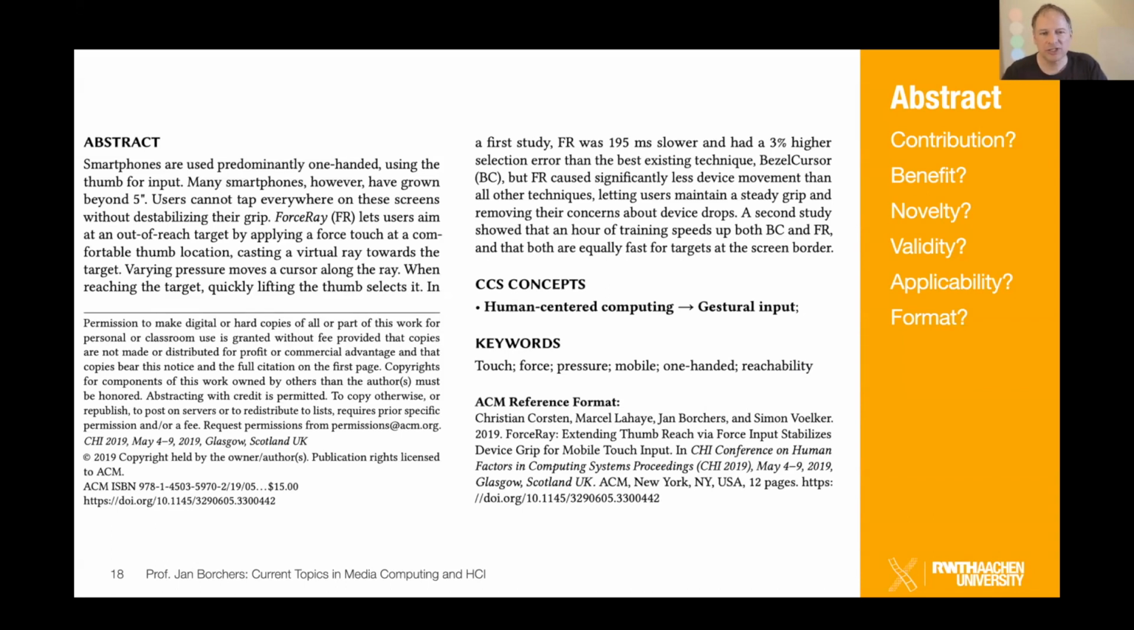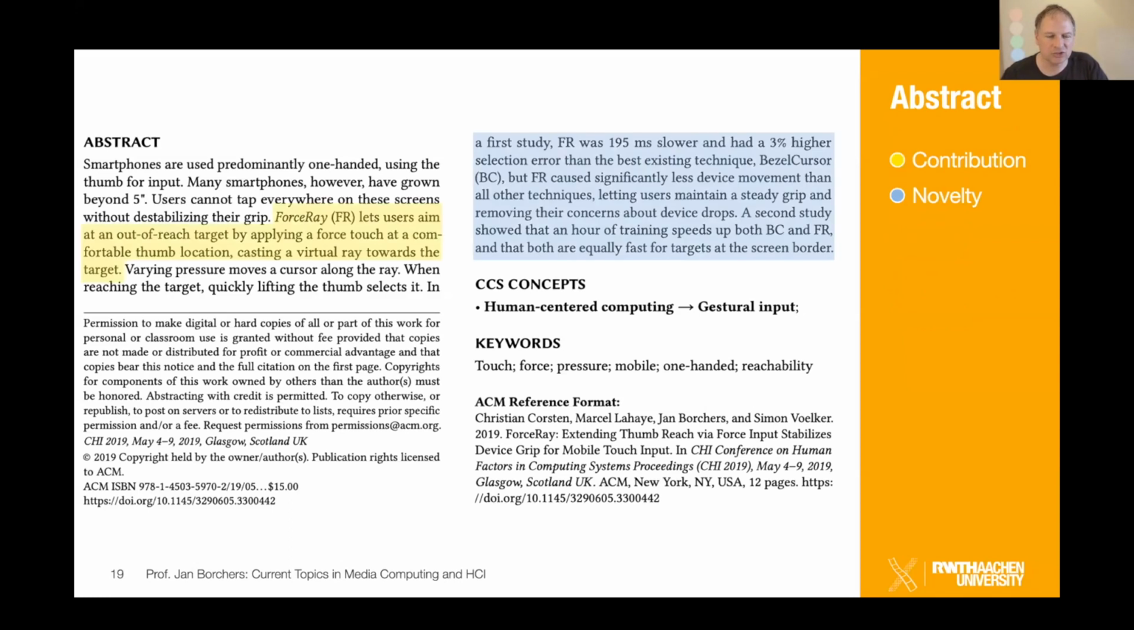Smartphone research. Then it should tell you what the problem is. Oh, smartphones have gotten really big and people can't reach everywhere without destabilizing, right? And then it should give you the contribution, right? It should tell you, oh, okay, so force-way actually lets users aim at an out-of-reach target by applying force touch at a comfortable thumb location, casting a virtual ray towards the target, right? So it repeats sometimes things that you might have seen already in the title and or figure 1, but the abstract has a little bit more space to explain it in a little bit more detail.